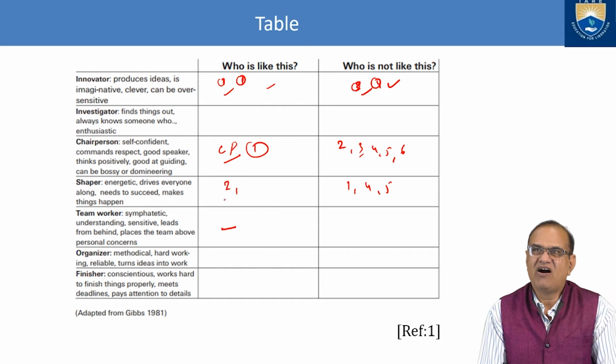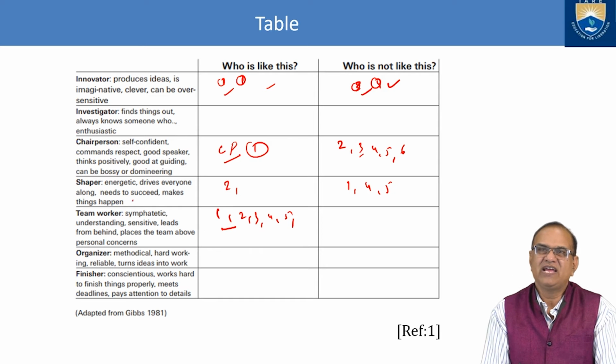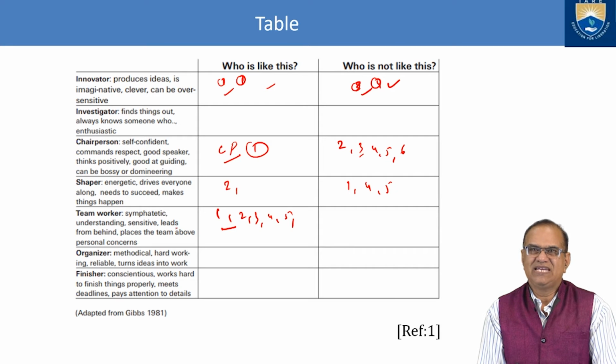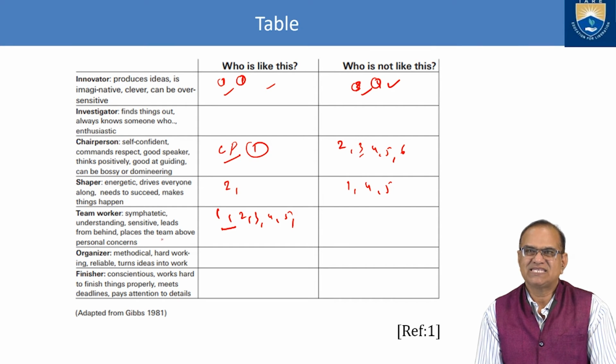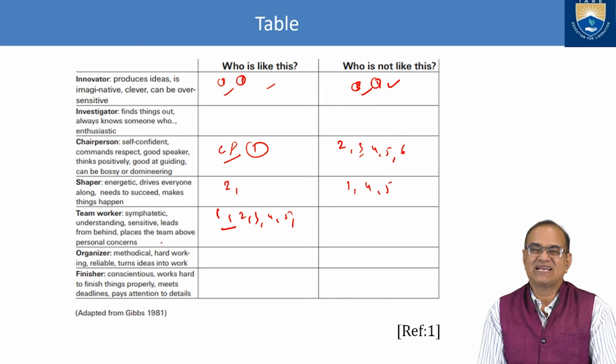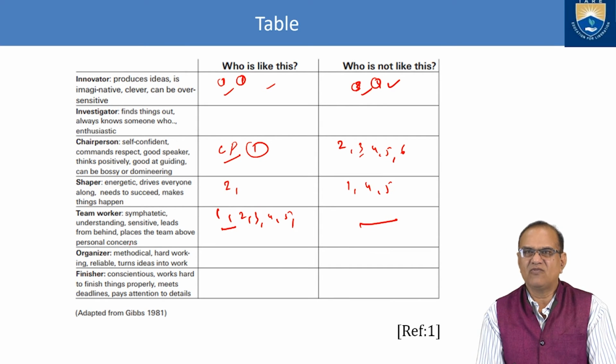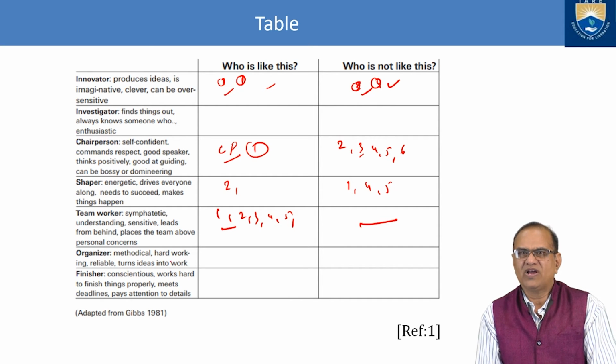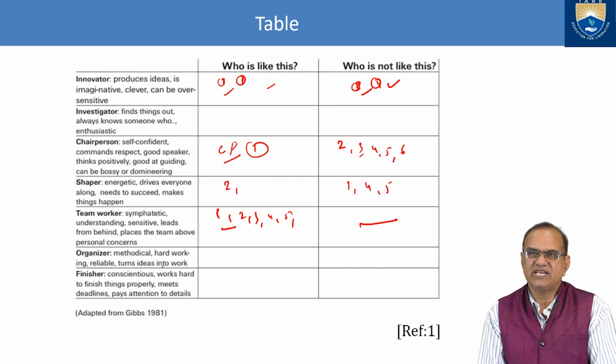Who is like this? All are there. 1, 2, 3, 4, 5. If all 5 are there, and these team workers should be sympathetic, understanding, sensitive, leads from behind, places the team above personal concern. In this all one. Organizer, methodological, then hardworking, reliable, turns ideas into work. So 4, 5. 1, 2 and 3 not there.